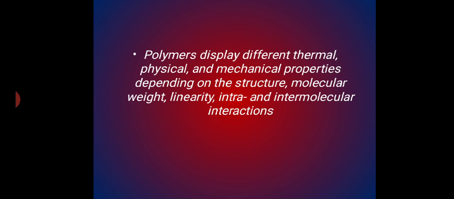Among these physical, thermal and mechanical properties, the reason for exhibiting such properties is that, from polymer to polymer, there is variation in the linearity of the chain structure, the molecular weight, the intramolecular interactions, viscosity, etc. So these are some of the factors that help to exhibit different mechanical and other properties for the polymers.